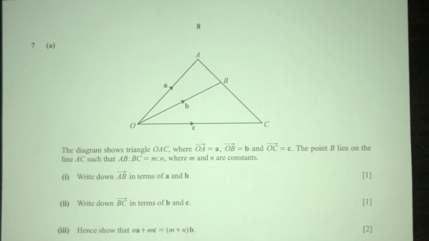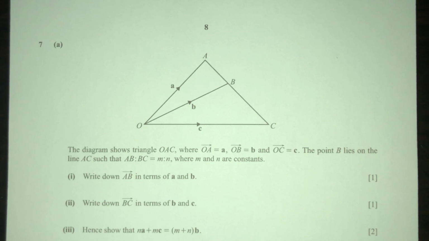Okay, so let's move on to question 7a. This is a question with vectors. It's going to be quite interesting, I believe. We'll see what we can do in this question. Now, the diagram shows a triangle OAC. Okay, cool. OA is A, OB is B, OC is C.